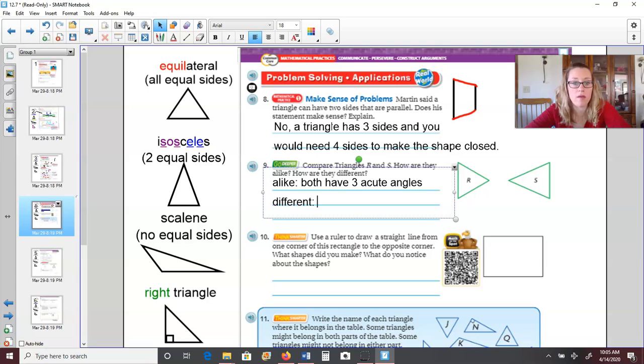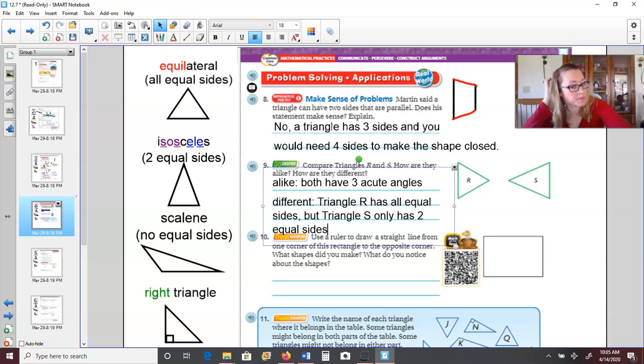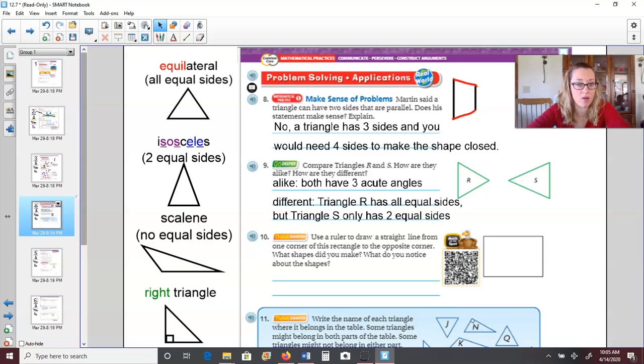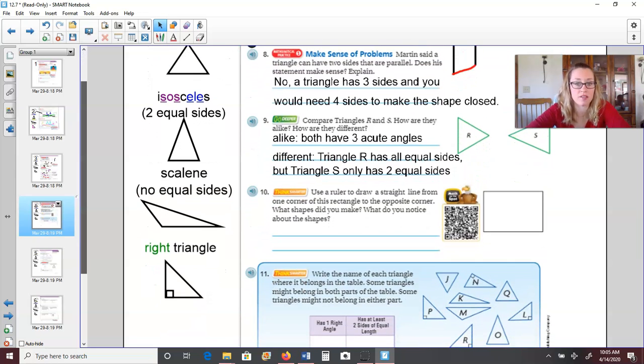Okay, so both have 3 acute angles. So triangle R has all equal sides, but triangle S only has 2 equal sides. Okay? So that's how they are alike, but also different. They have the same type of angles, but their side lengths are different.